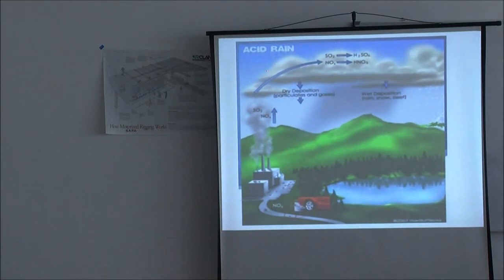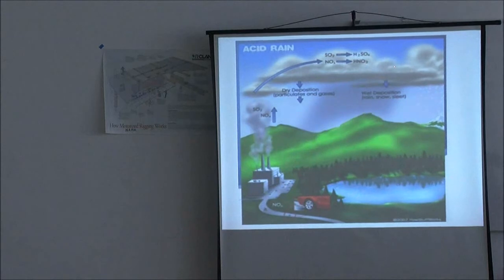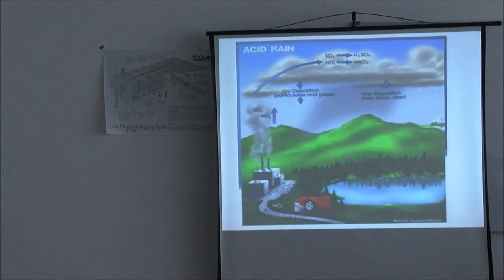They go up, you can get dry deposition where without being dissolved in water, they come back down. But you can get wet deposition when it's dissolved in rain, snow, or sleet. Now, the problem with acid rain is that you could have these gases being released here, and the rain falls miles away. So in this case, any polluter can affect anybody else. Next slide, Eric.